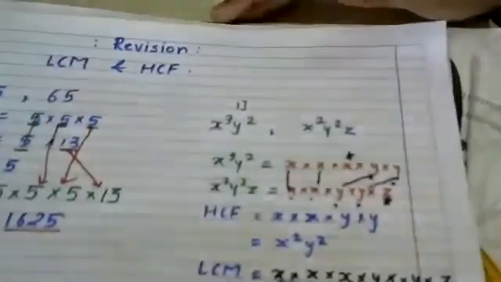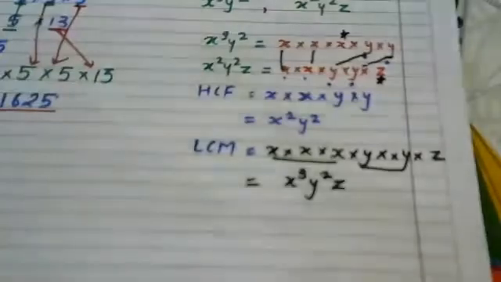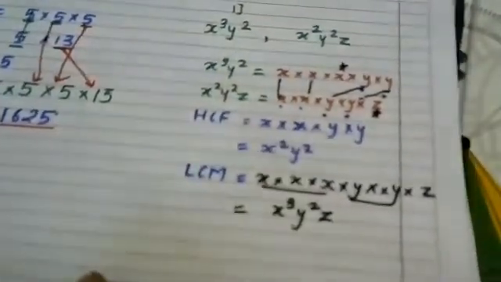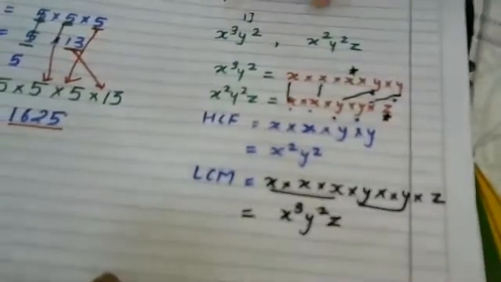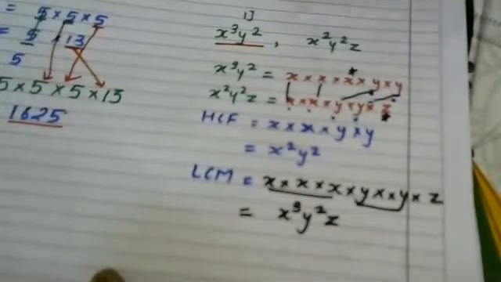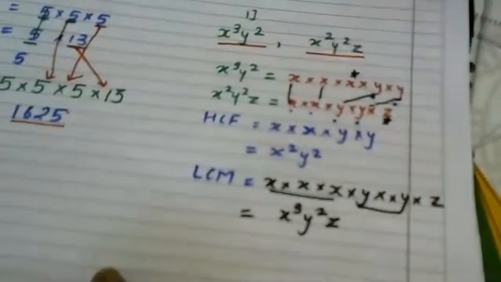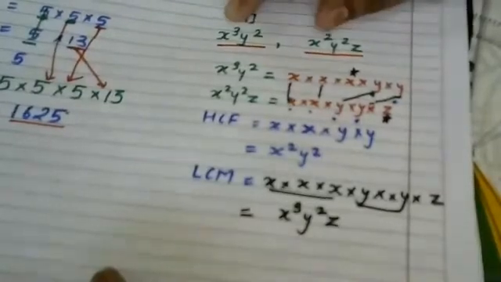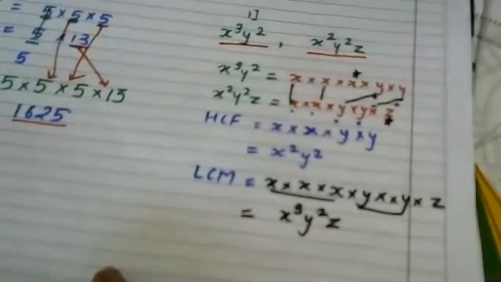Now the most important thing we will see today is how we can find the LCM or HCF of variables. Now, the first example has x cube y square as my first term, and the second term is x square, y square and z. We need to find the HCF and LCM of them.